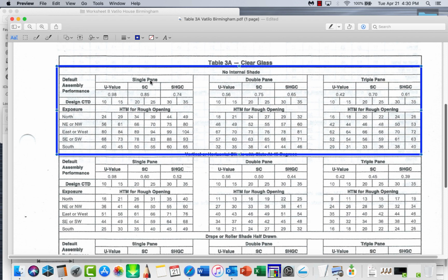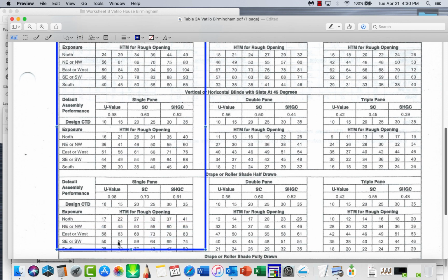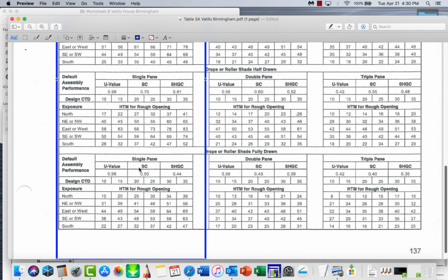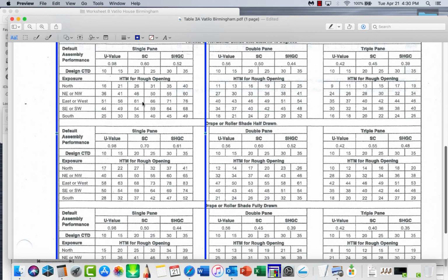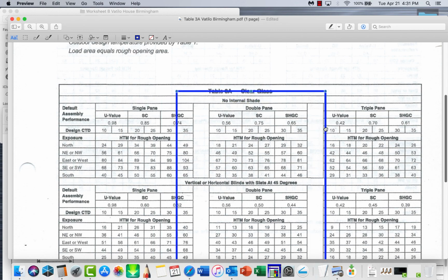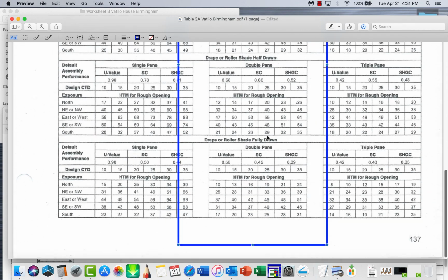And then of course, what would I use is a single pane window. You're going to use this chart right here. If it's a double pane, use this one, and triple pane, you use that one. And all your single pane windows on this chart run down this way. As you can see, all these are single pane, single pane, single pane, single pane, single pane. And then of course, if you move it over a little bit, right here, all these are double pane, double pane, double pane, double pane, double pane.